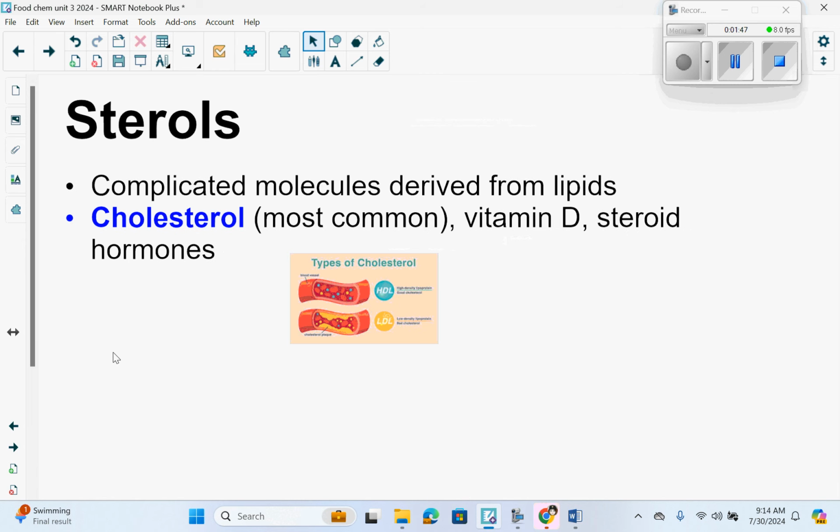Sterols. These are complicated molecules derived from lipids. Cholesterol, get it? Cholesterol is the most common. You also have vitamin D and steroid hormones.